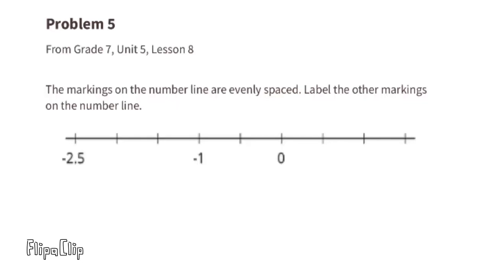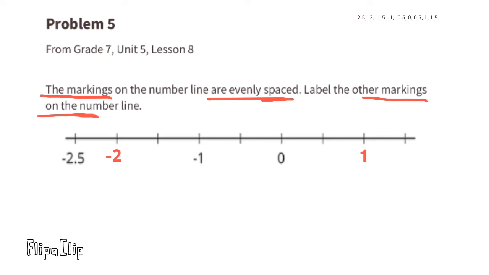Problem number 5 from 7th grade, Unit 5, Lesson 8. The markings on the number line are evenly spaced. Label the other markings on the number line. Let's use the existing markings to help us out. Start at 0, and it looks like we have to move 2 dashes to the left to get to negative 1. That means that every 2 dashes is a whole number when you start from 0. 2 dashes to the right of 0 would be positive 1, 2 dashes to the left of 0 would be negative 1, and 4 dashes to the left of 0 would be negative 2.